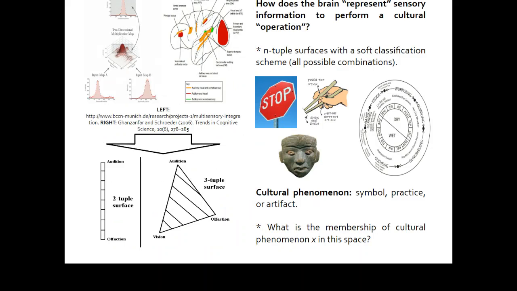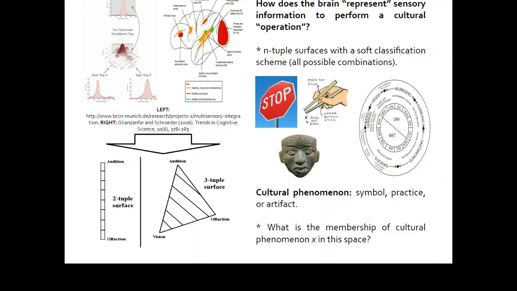So I'm going to back up and ask a question here. How does the brain represent sensory information to perform a cultural operation? I put "represent" and "operation" in quotes because those are just things I'm using for a matter of convenience here. So the answer to this is that the brain is sort of perception, and then there's a cultural layer, which is different.